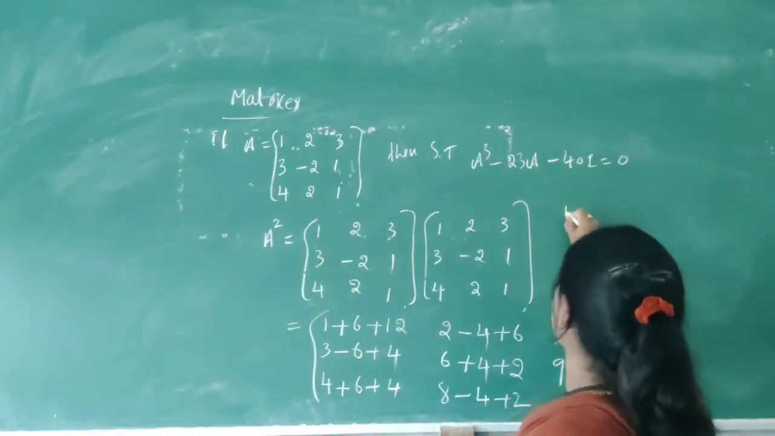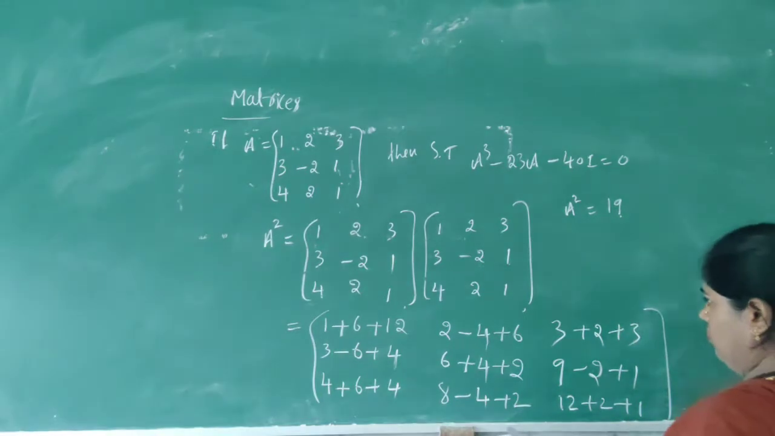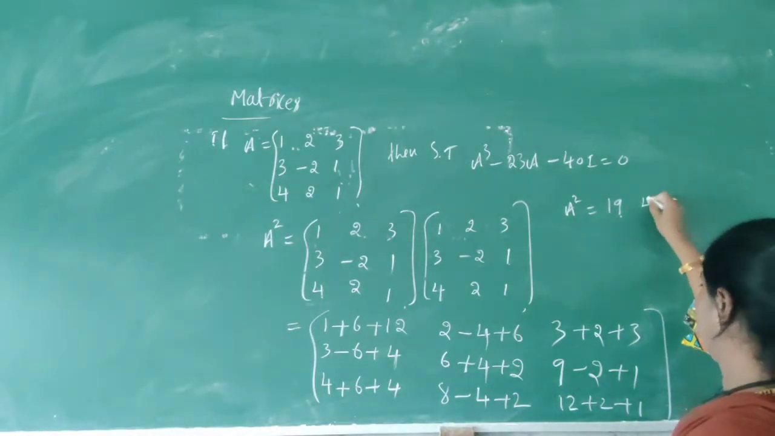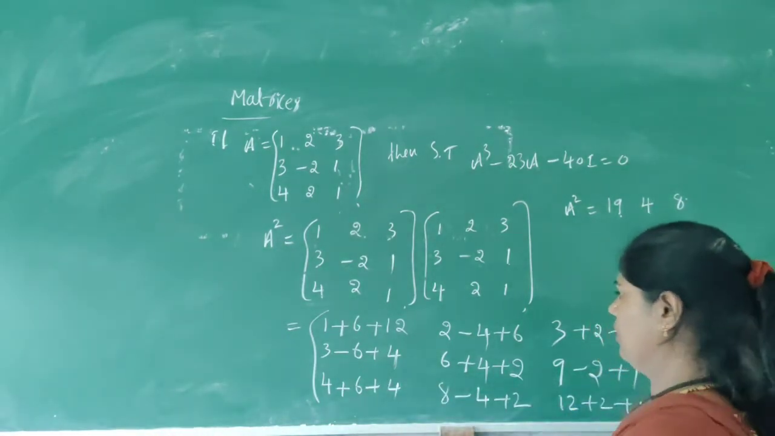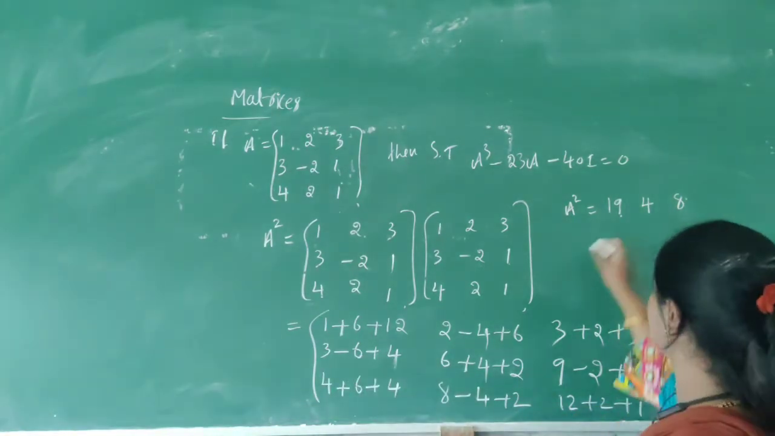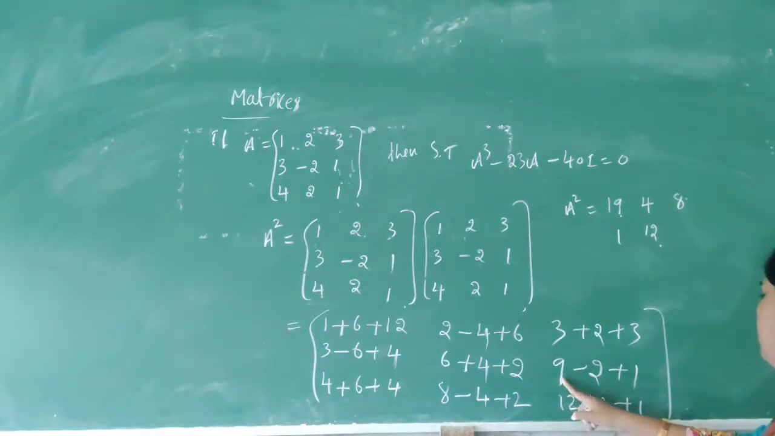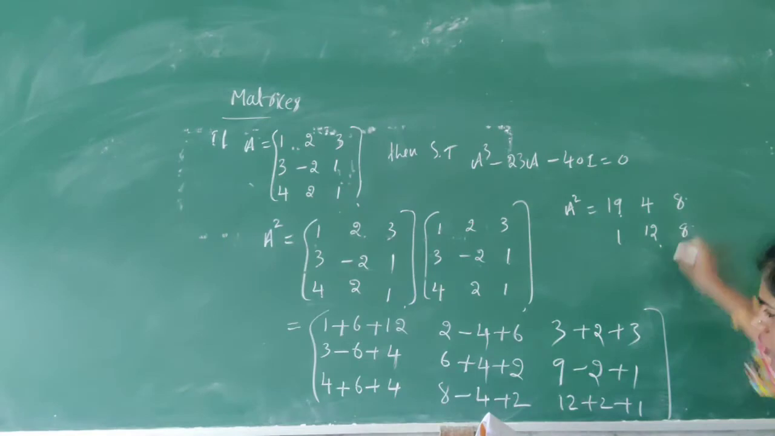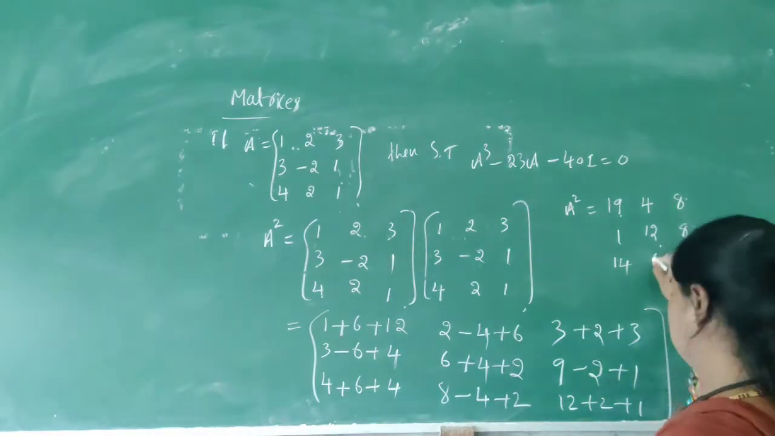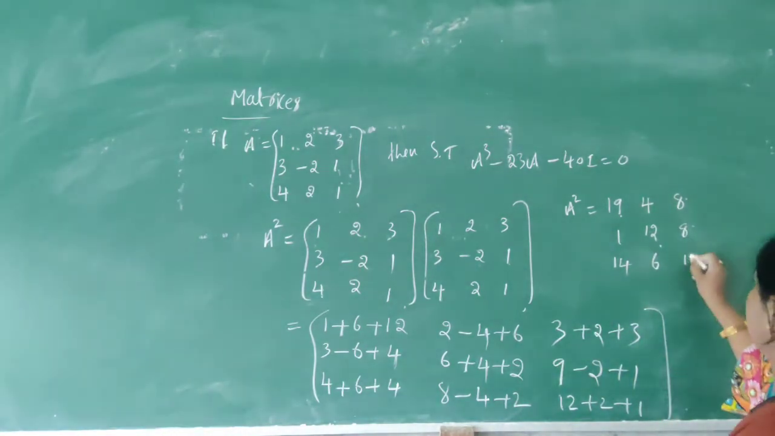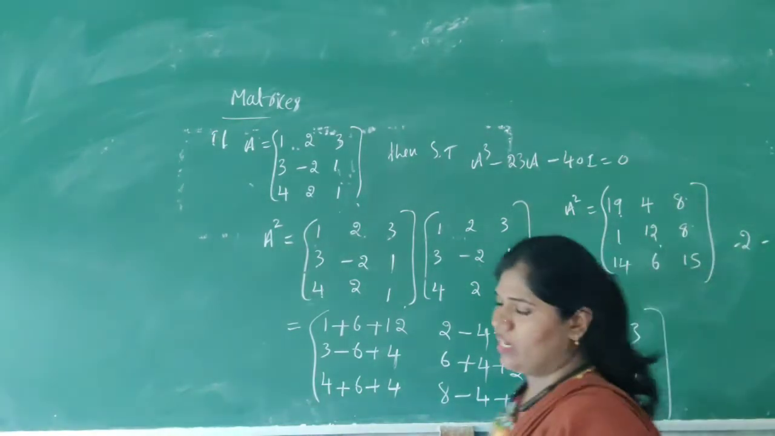So A square is equal to 19, 4, 8, then 1, 12, 8, then 14, 6, 15. If these elements are correct, then you will get 2 marks.